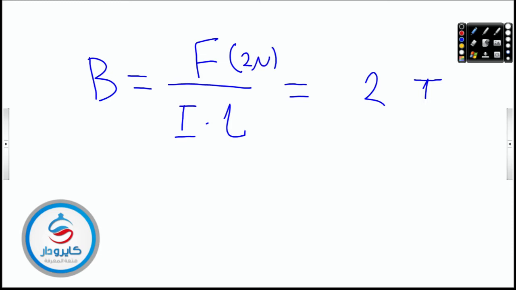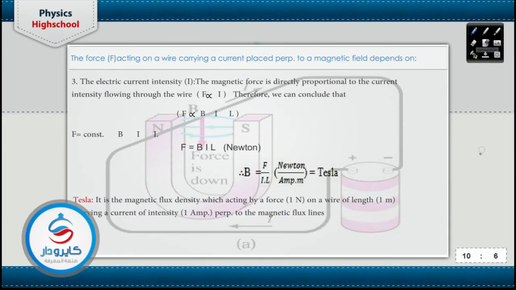acting on a wire of length 1 meter carrying a current of intensity 1 ampere. Therefore, the result of this question, 2 Tesla, means the force acting on this wire is 2 Newton, for a length of 1 meter carrying current of intensity 1 ampere. And we must not forget to say perpendicular to the magnetic flux lines. Again, what is meant by the magnetic flux density at a point equals 2 Tesla? It means that 2 Newton is a magnetic force acting on a wire of length 1 meter carrying current intensity 1 ampere perpendicular to the magnetic flux lines.